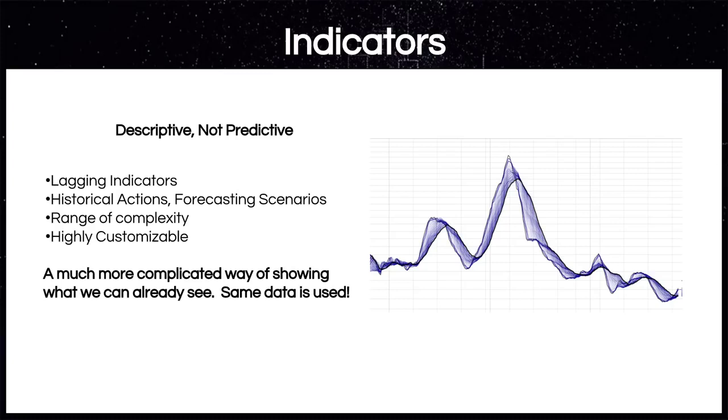So really the take-home lesson that I want to express in these last few minutes is that indicators are just a really complicated way of showing you things that you can already see. The same data is being used and it's being calculated and presented for you. So if we're going to be using indicators, I feel that it's critically important to understand how indicators are derived, how the information is collected, manipulated, and presented, and really having a solid grasp on what is happening behind the scenes before we start utilizing indicators in our daily trading.